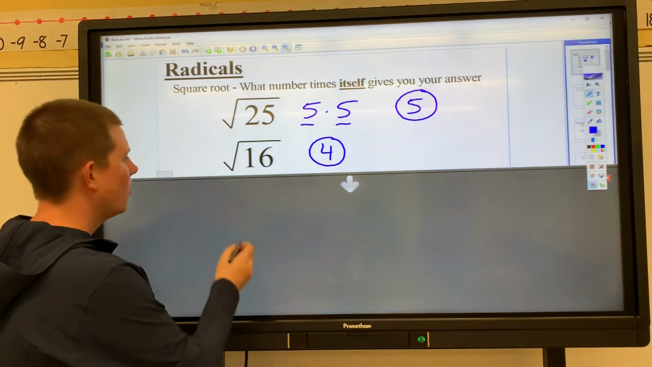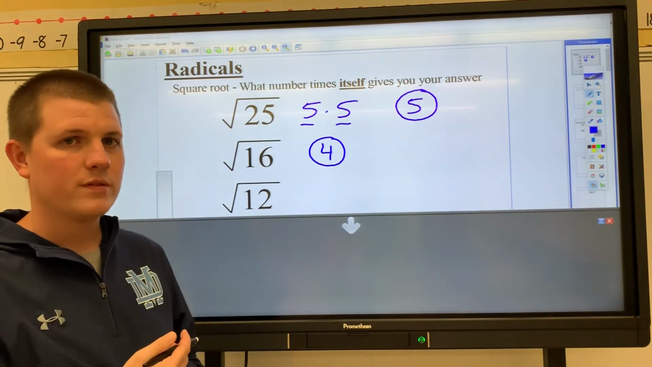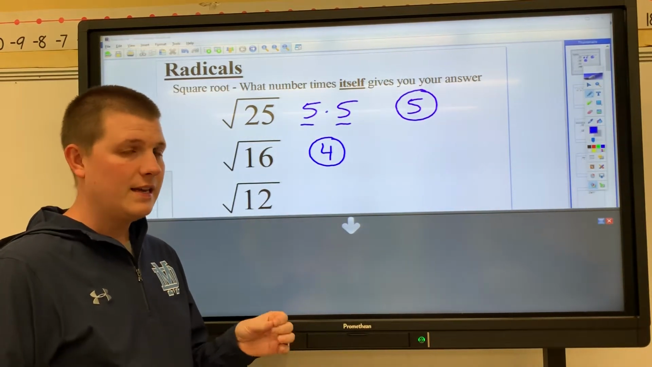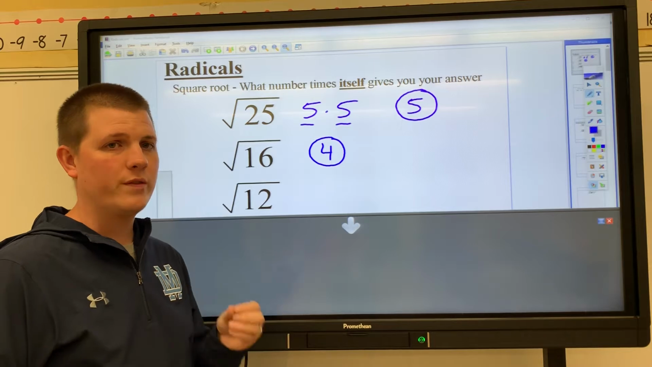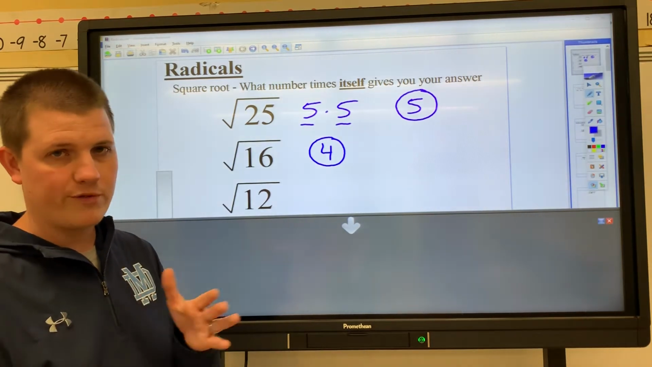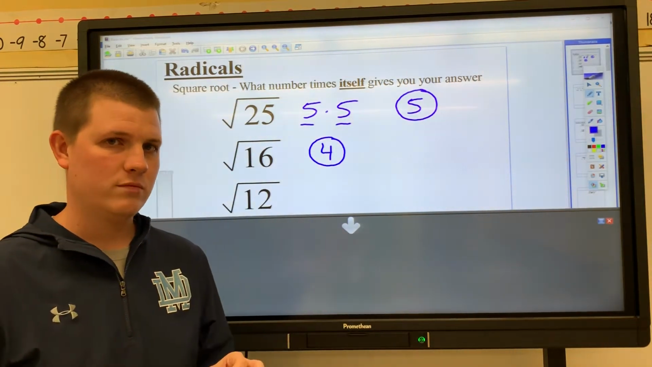Okay, well, what happens if I give you the square root of 12? What's the square root of 12? So what number times itself gives us 12? And the answer is nothing. There is no square root of 12. There is no number in the entire world, positive, negative, decimal, fraction, doesn't matter, multiplied by itself gives us 12.